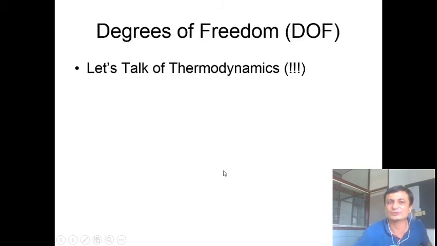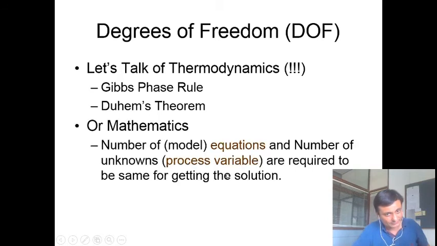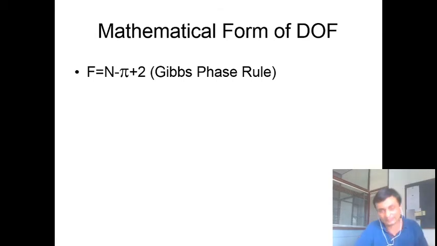So degrees of freedom is nothing but your thermodynamics. I'm sorry, I'm afraid I have to take thermodynamics here. Come back. We have studied Gibbs phase rule, Duhem's theorem, and mathematically also we know degrees of freedom is nothing but: the number of model equations and the number of unknowns or process variables are required to be the same for getting a direct solution. So you see number of unknowns, number of equations. If there is a difference, that becomes my degree of freedom.